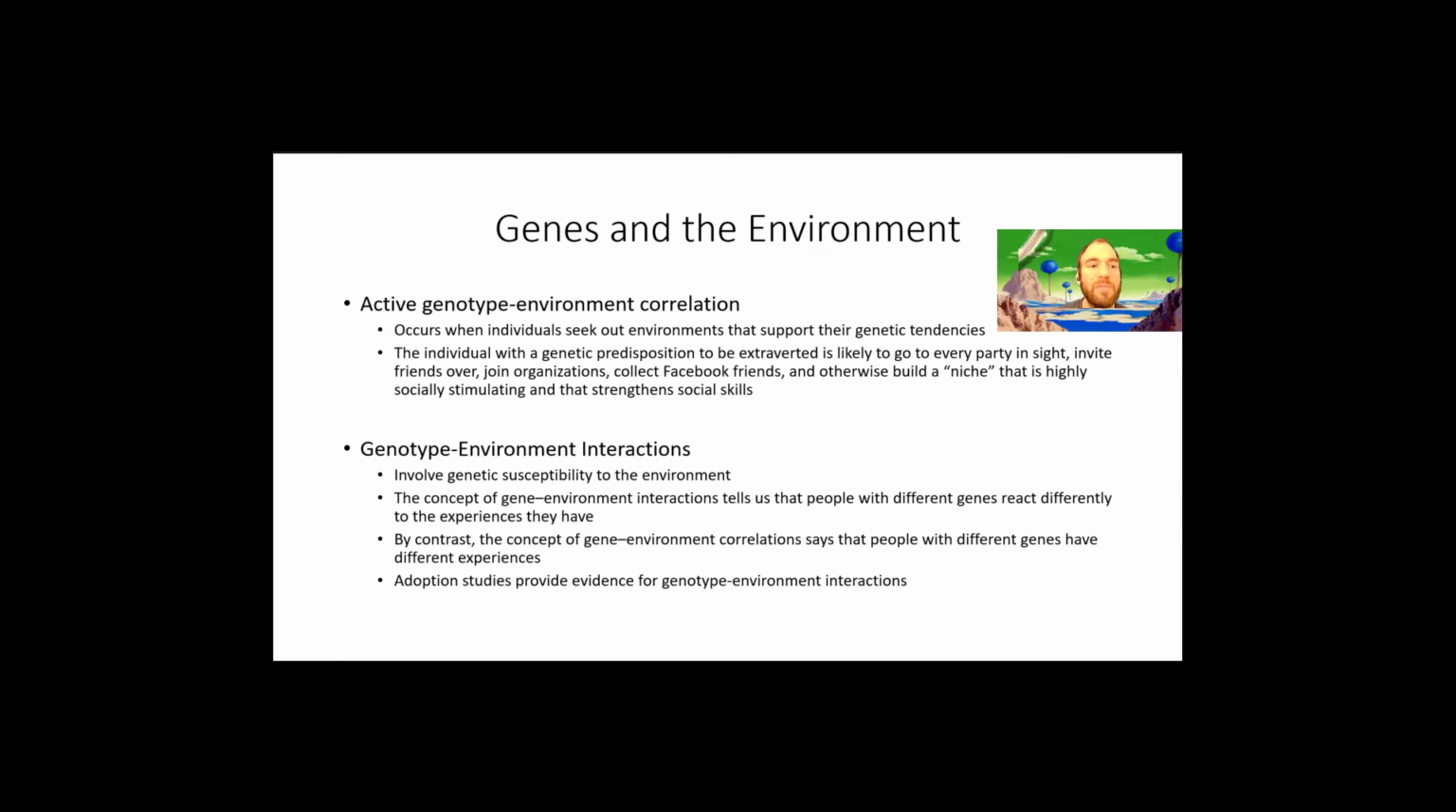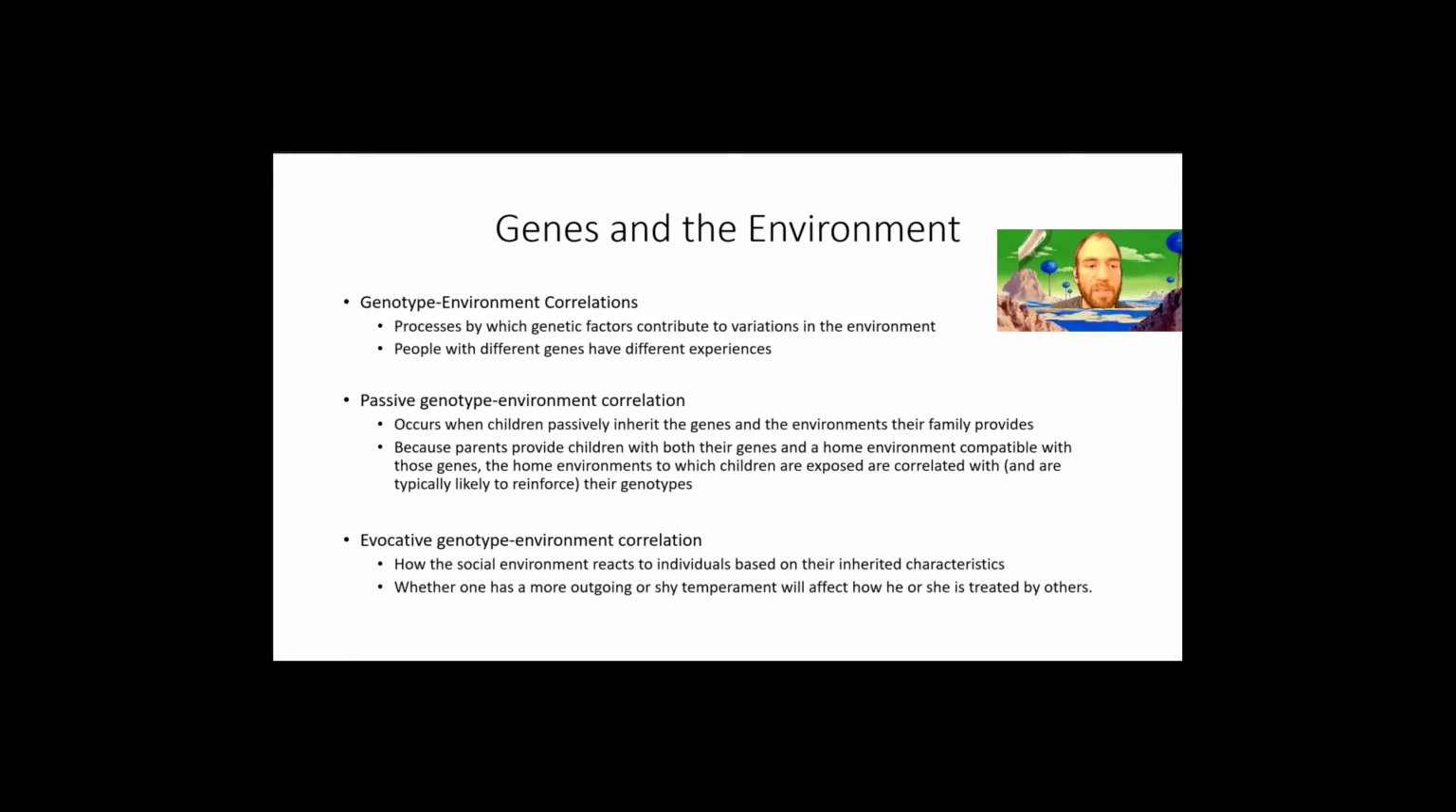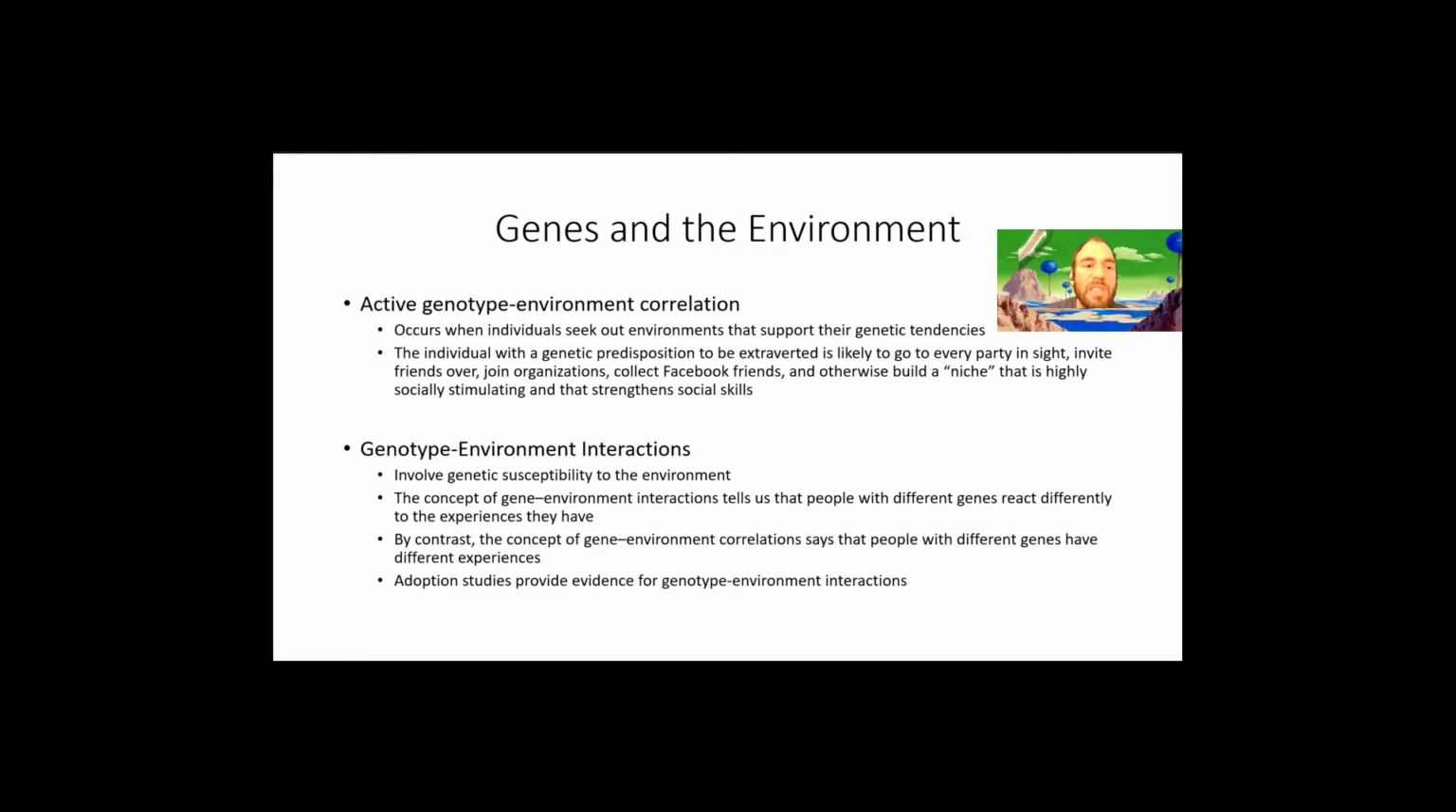Active genotype-environment correlation occurs when individuals seek out environments to support their genetic tendencies. The individual with a genetic predisposition to be extroverted is likely to go out every night, seeking stimulating social things. Okay, so kind of almost exactly the same thing as evocative, but in this case, individuals are seeking out environments that support their genetic tendencies. And that's how I want you to conceptualize this difference for the purposes of this class. You are seeking out environments.